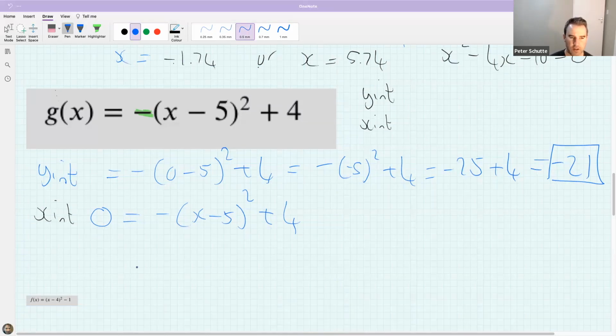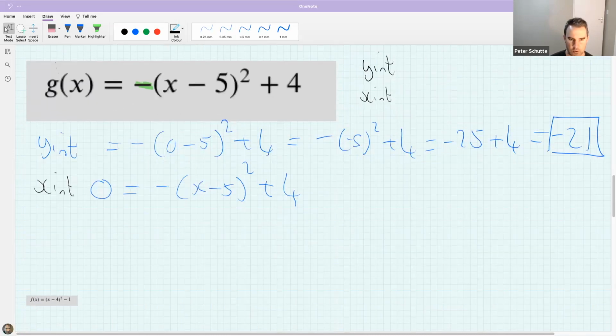So some of you are going to want to change it to standard form, and some of you are going to do it using squaring both sides. I'll show you both methods. So there's method 1 and method 2.